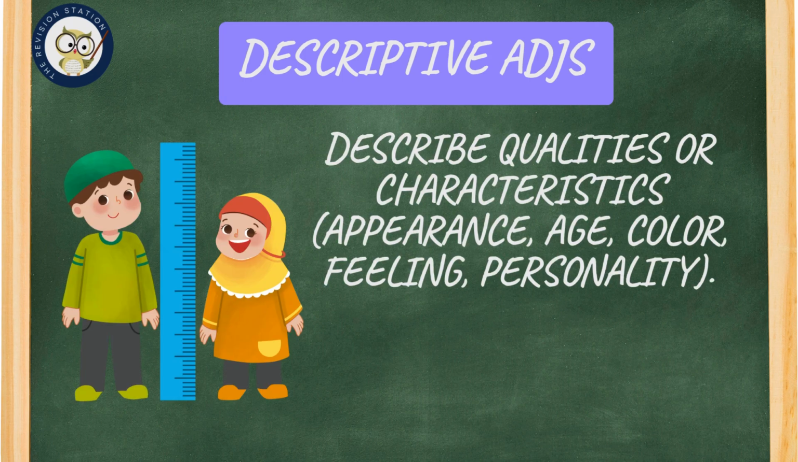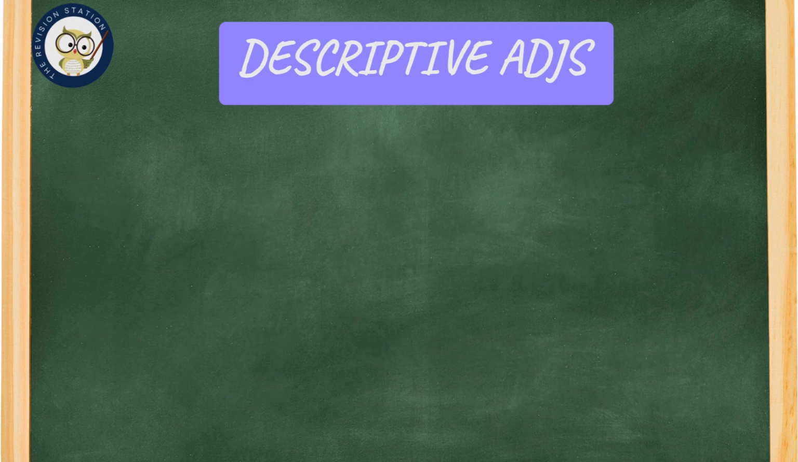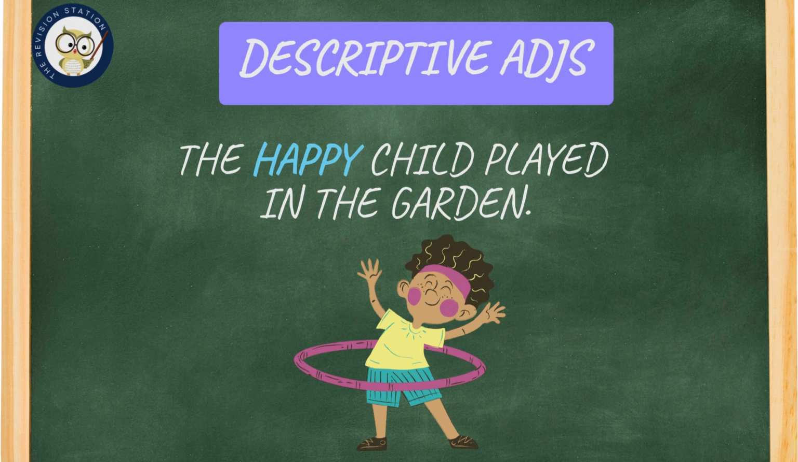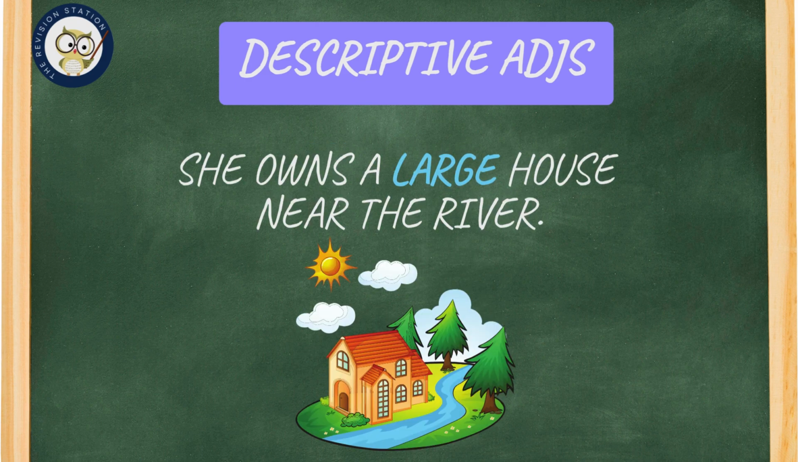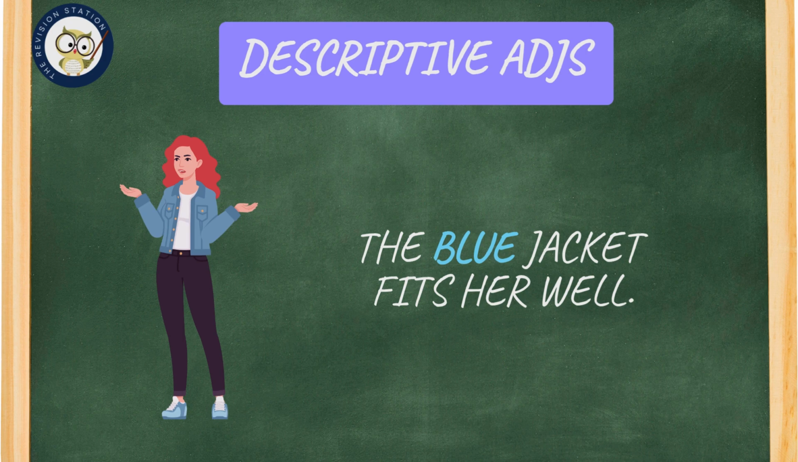Descriptive adjectives describe qualities or characteristics, such as appearance, age, color, feeling, or personality. The happy child played in the garden. She owns a large house near the river. We watched an interesting film last night. The blue jacket fits her well.